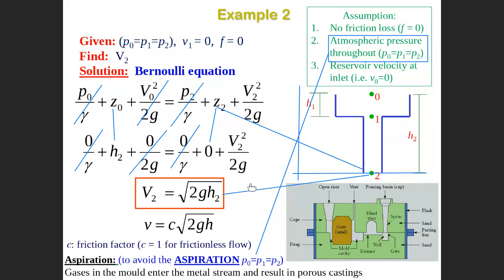Someone will ask me, right, okay, we understand. Already we calculated and we know what the velocity is supposed to be at point 2 to avoid aspiration. How can we exactly satisfy that velocity at point 2 equal to this value? This we will know from the next step.